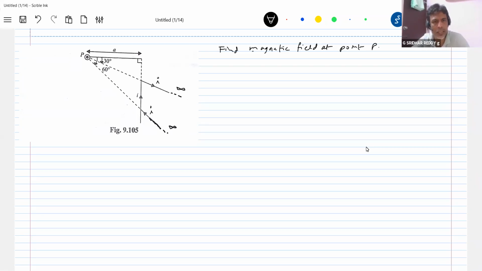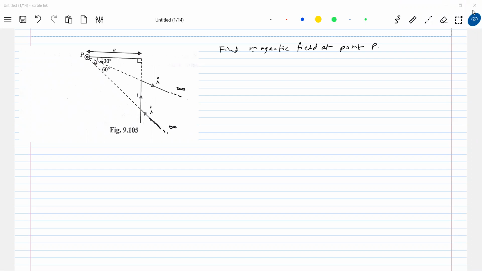There's a wire, you can see that one. There's a structure where a current I is flowing in this direction, and at point P we are supposed to calculate the magnetic field due to this current carrying structure. Look at these ends, they tend to infinity. You have to find out the magnetic field at point P.